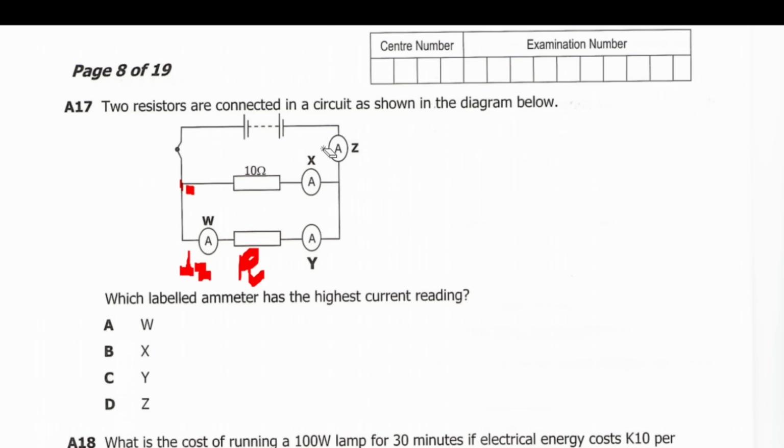All right? So here we said that ammeter Y will read the same current as ammeter W. Then we also said that the current in X plus the current in W or Y is equal to the current in Z, which means when you add these two currents, they are the ones that will go here. So this one will read the highest. So our answer is D.